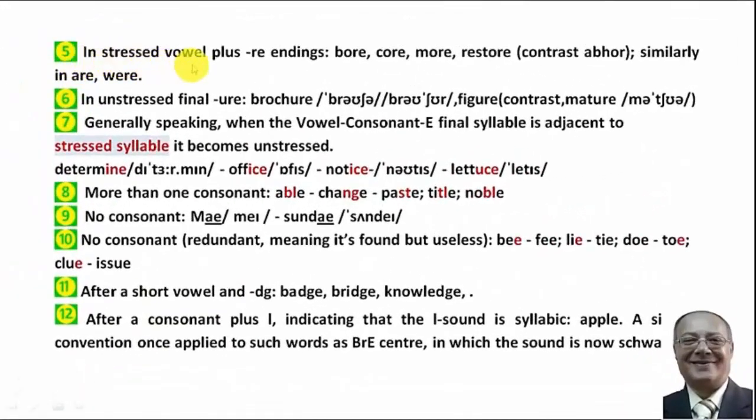In a stressed vowel plus R endings: bore, core, more, restore, contrast abhor. Similarly in are and were. In unstressed final URE: pressure, figure. Contrast mature.